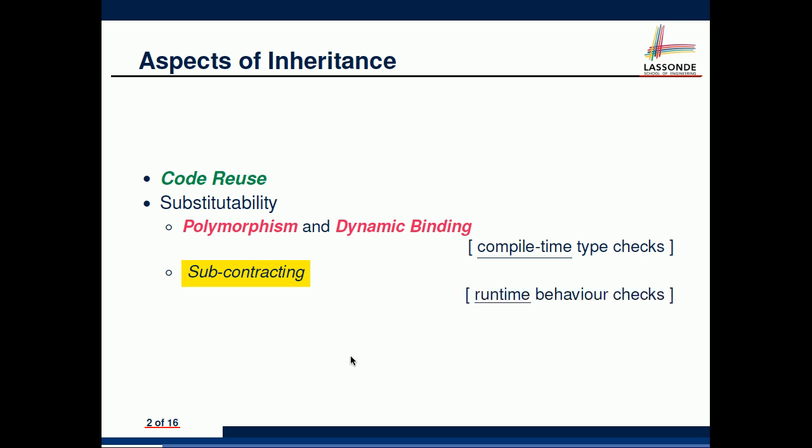Okay, runtime behavior check. Basically, for subcontracting, we're going to talk about two stages. Stage number one, when you are designing your contracts, how can you judge whether the precondition you introduce in the ancestor class is still going to work for the descendant classes? You want to see that kind of issue. So there are two issues for subcontracting. Number one, whether your design for the contracts is suitable or not.